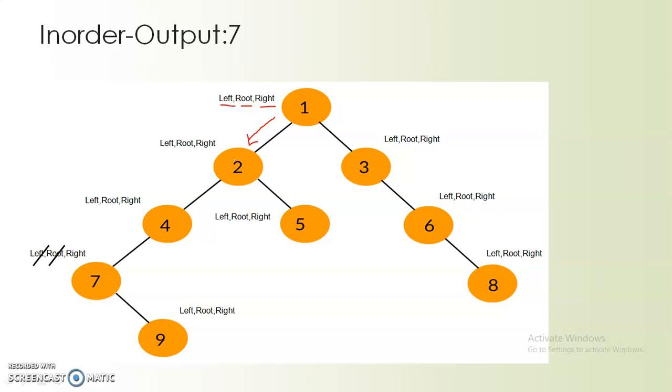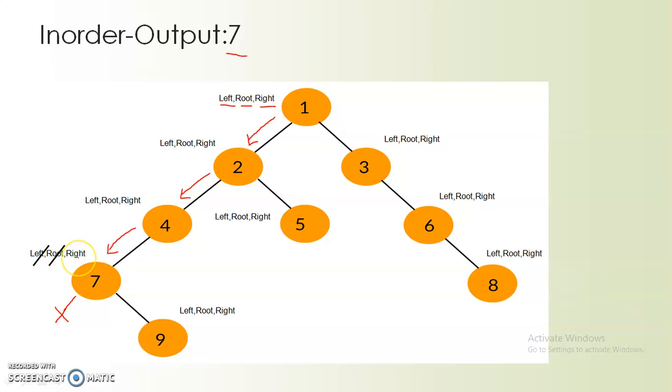Then check for the true whether there is a left subtree, and it has the left subtree, so move to the 4. Then check for the 4 whether it is having a left subtree or not. It has the left subtree, so move to the 7. And check whether the 7 has the left subtree. Okay, there is no left subtree for the 7. So strike out the left and display the 7 in the output and strike out the root.